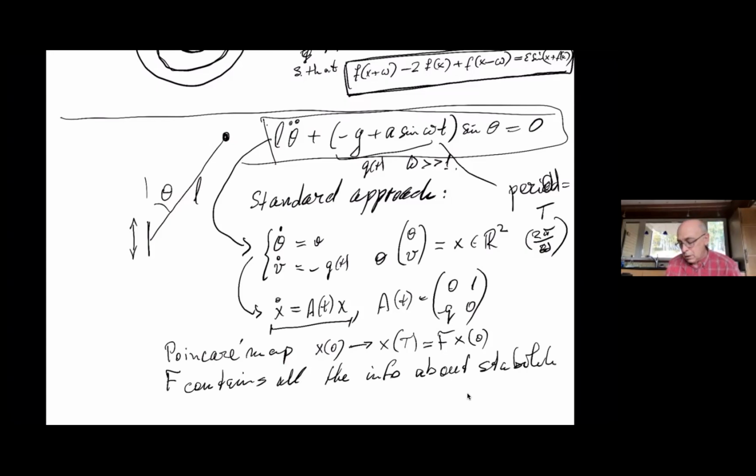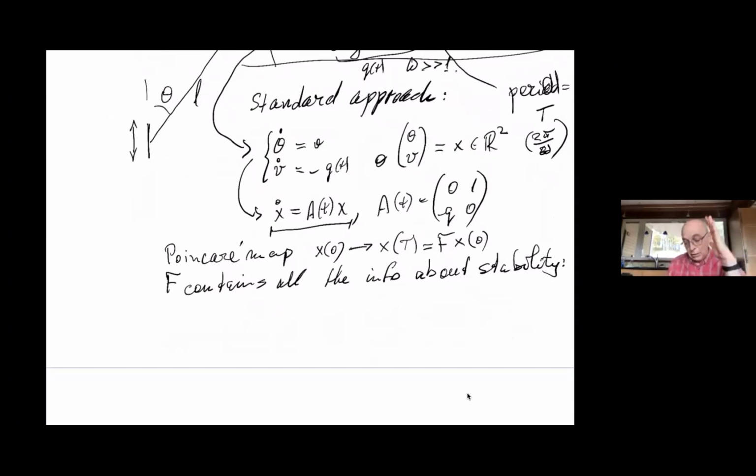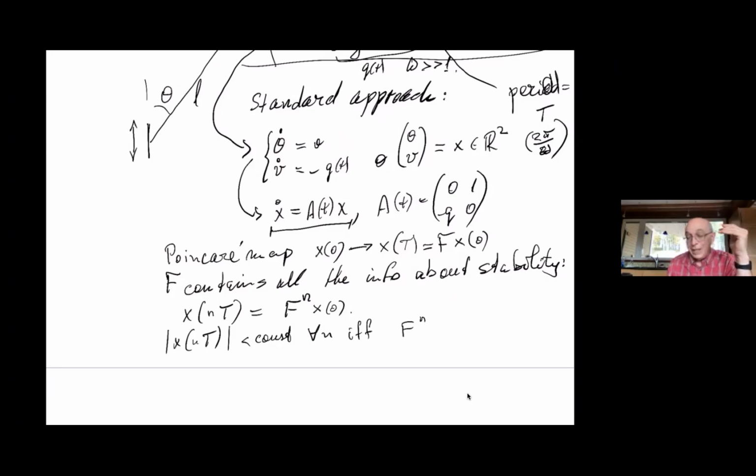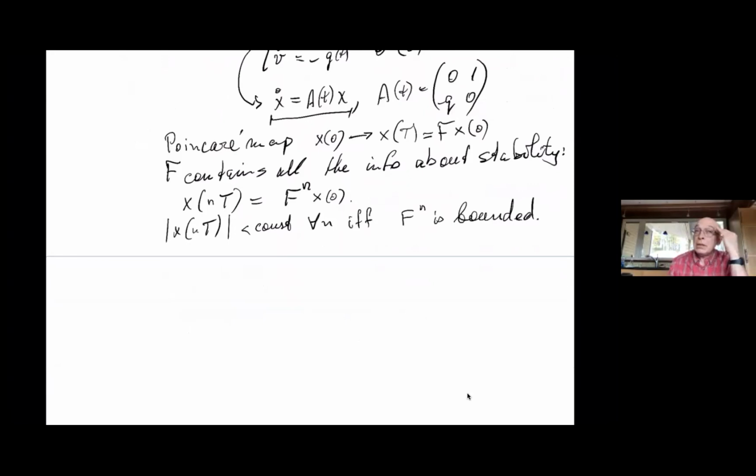Why? Because if I want to know what is the angle and what's the angular velocity after many periods, after n periods of oscillation, this is going to be the initial information times this matrix to the power n. And so the vector x, in particular its theta coordinate, which is the angle of the pendulum, is bounded by some constant for all n, after any number of periods, if and only if this matrix F to the power n is bounded. Okay, so what does that mean? You take a matrix F and you take any power of it.